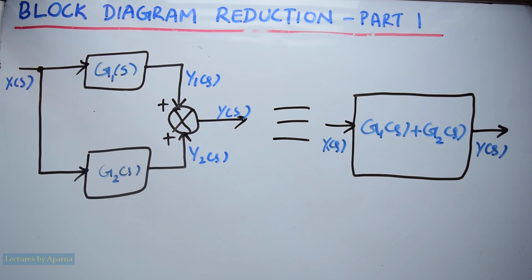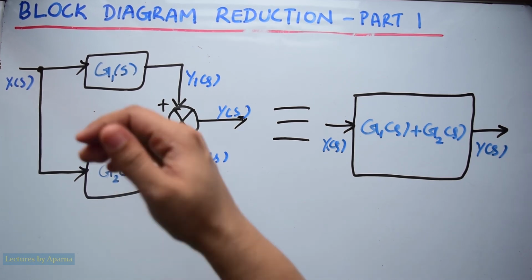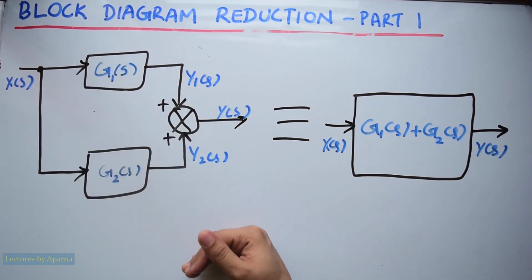Similarly, if there are n blocks in parallel, you can reduce it as the algebraic sum of transfer functions of all those n blocks. Algebraic sum is important because if you see a negative sign here, it will become G1 of S minus G2 of S. So that's it. Rest of the rules we will discuss in the upcoming videos.